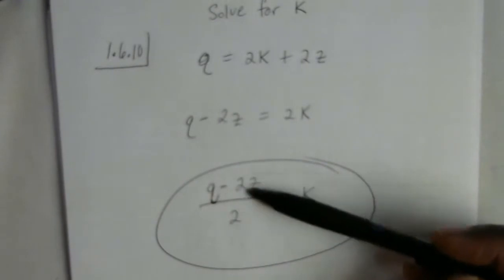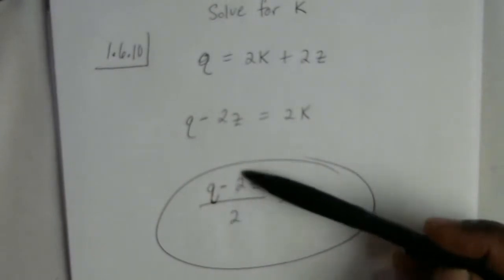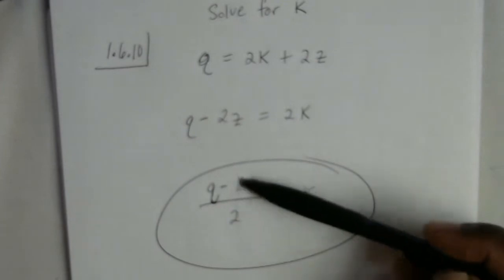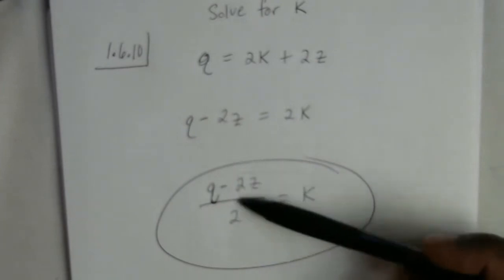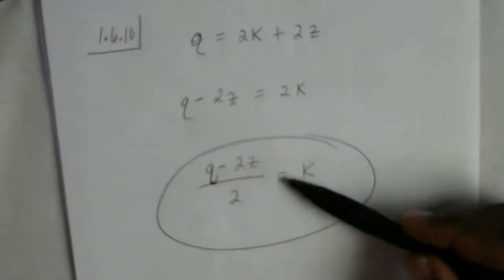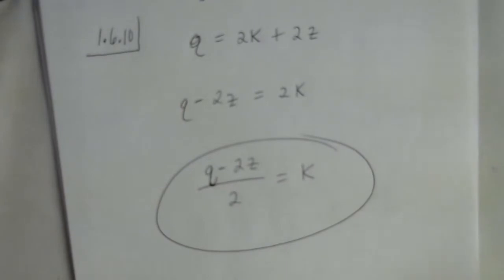Now, normally, some tendency would be to cancel the 2's, which is not possible. This would be your simplified answer. Okay, so this is called solving a literal equation. All right, now we'll take a look at solving a linear inequality.